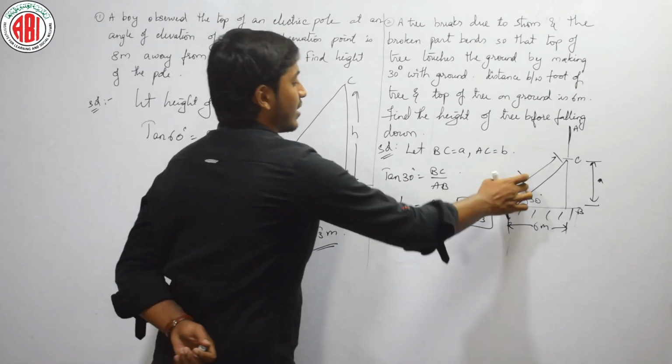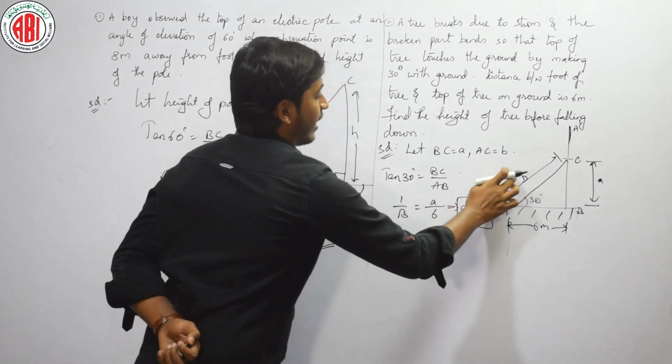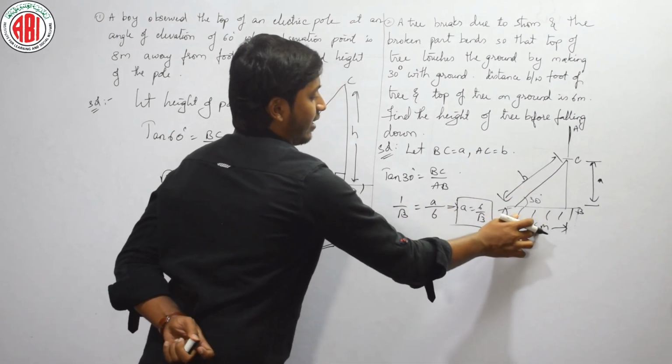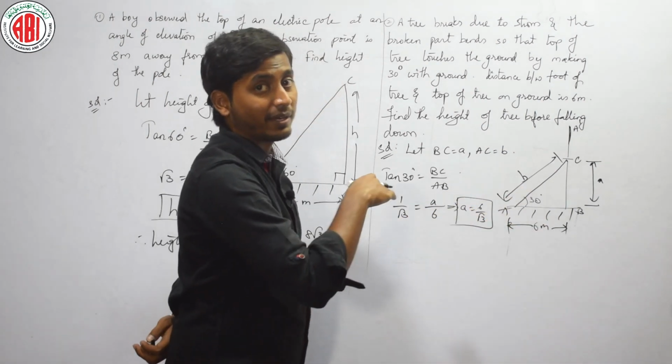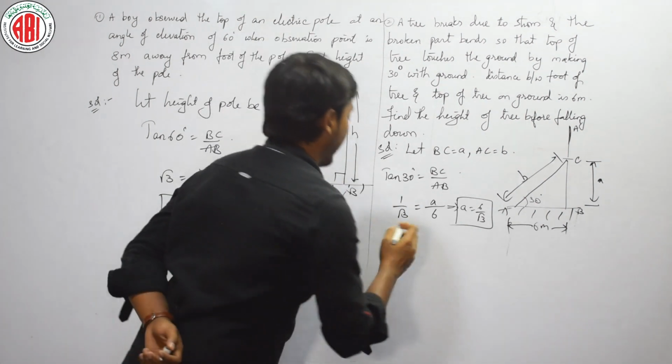Okay. Before that, let us find this b value also. Here it is hypotenuse, here it is adjacent, right. Adjacent by hypotenuse is nothing but cos 60, right.